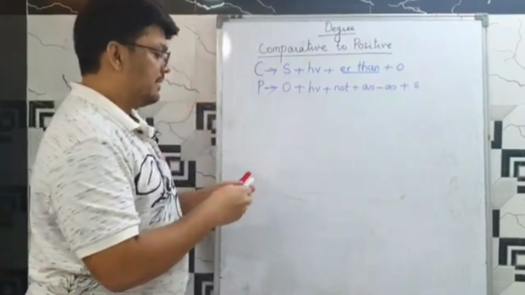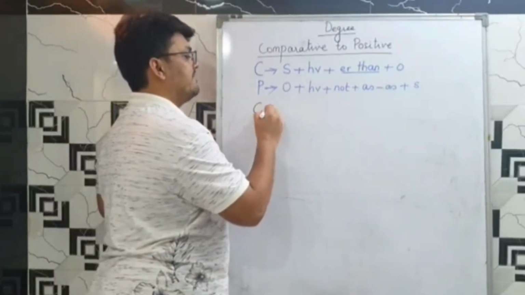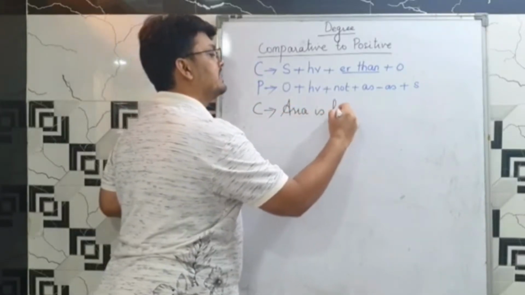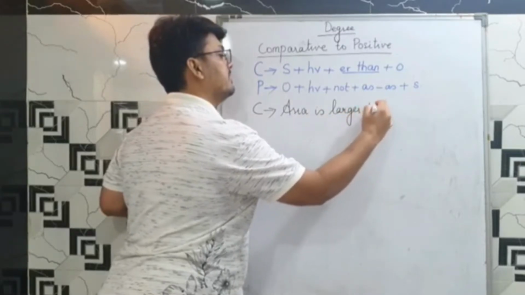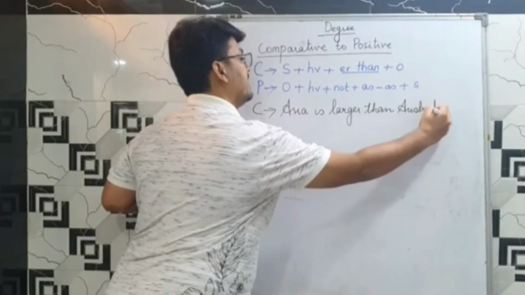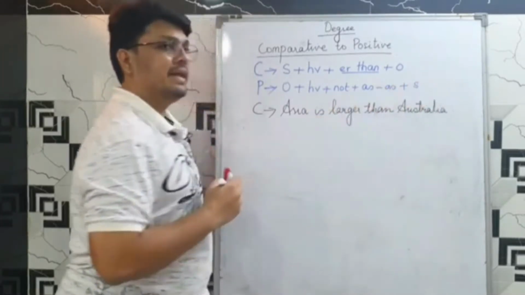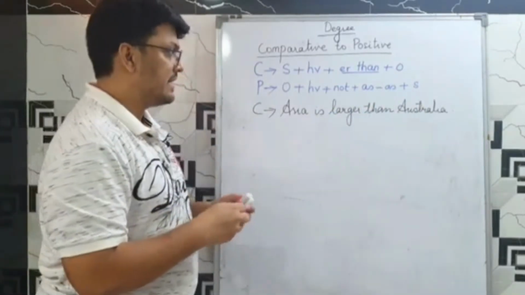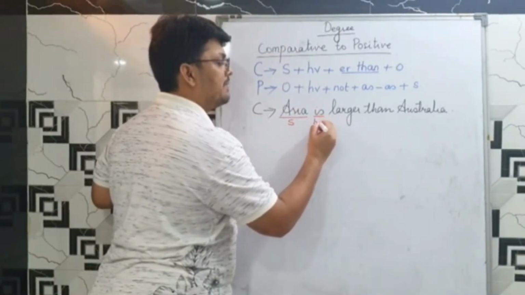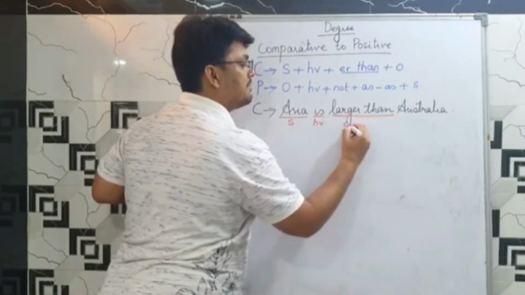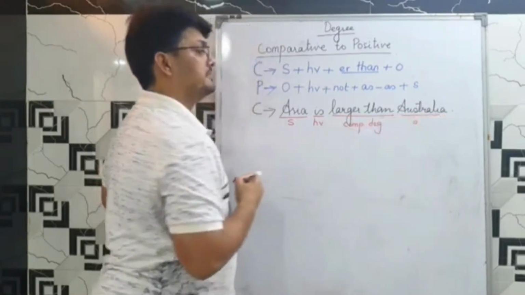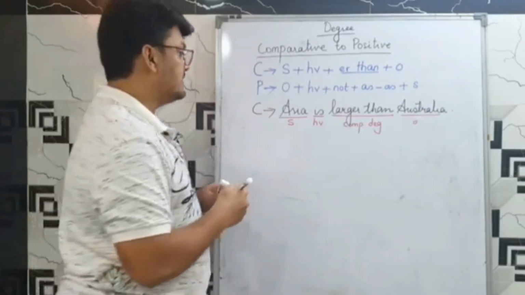Okay, let's take an example. Comparative degree. Asia is larger than Australia. So this is my comparative degree. Let us analyze it. Asia is subject, is helping verb, larger than is my comparative degree, and Australia is object. So let's see how it converts.